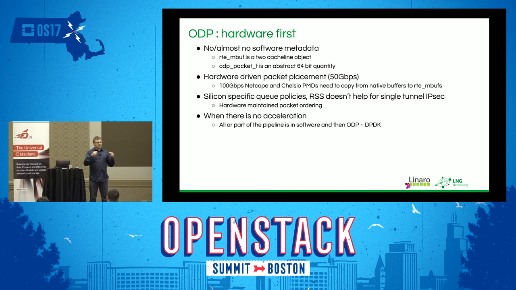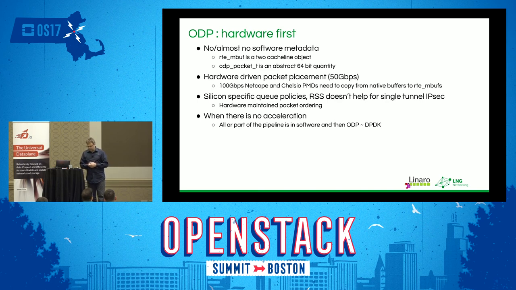The software lists a set of buffers and informs the hardware, please put the packets in those places, which are typically 2K aligned. So if you have 2K aligned packet buffers, the hardware cannot coalesce multiple packets into one DMA transaction to fit into the model. So by construction, you cannot do line rate on a single 50 gig port or 100 gig port on a data plane that doesn't let the hardware decide where it puts the packets. So you can trick the system.